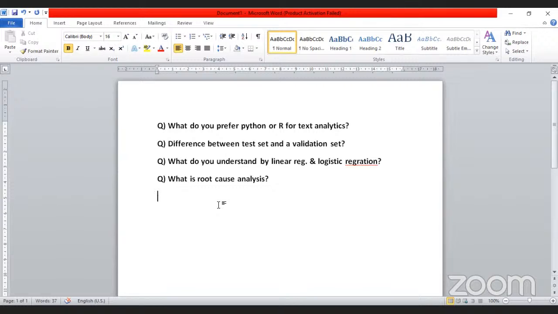So we go with our today's next question. What are the drawbacks of the linear model?